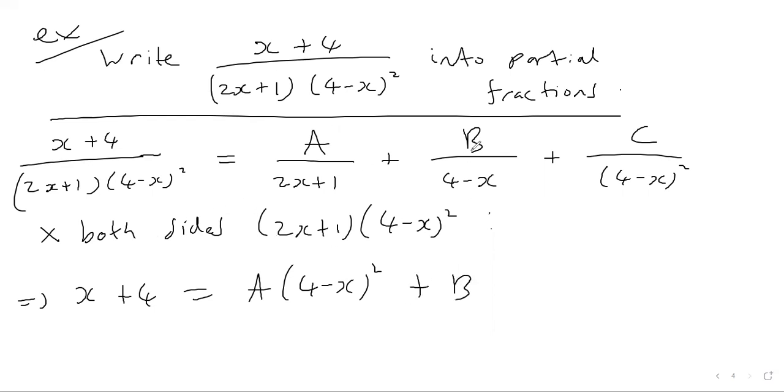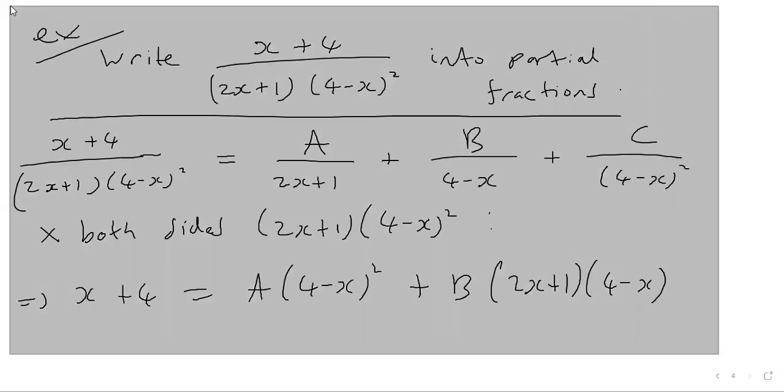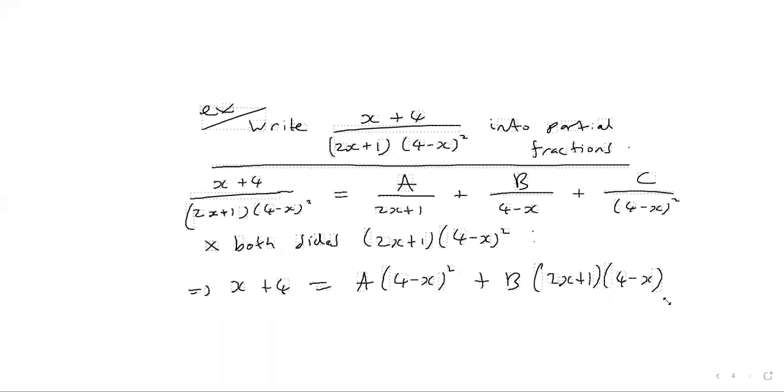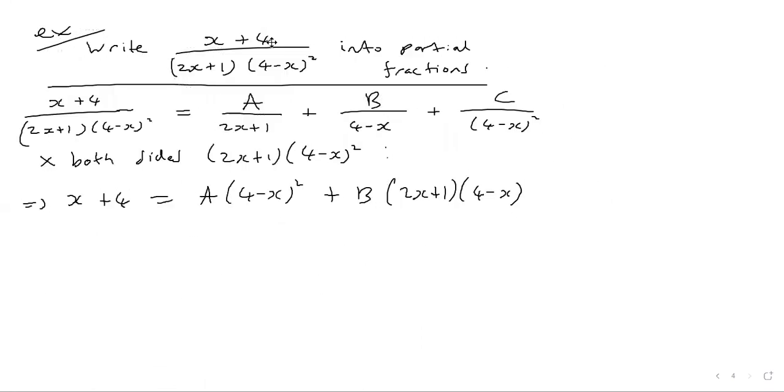Then we're going to add this fraction multiplied by the denominator. And again, what will happen is that the 4 minus x factor will cancel out. So we've got B times 2x plus 1 times by 4 minus x there. And then finally, our last term, we will get plus C, and then times by this fraction times by our denominator there. The 4 minus x all squared will cancel out, so we just get C times 2x plus 1 there.